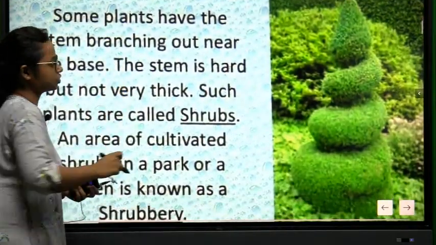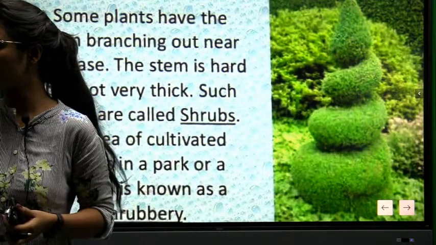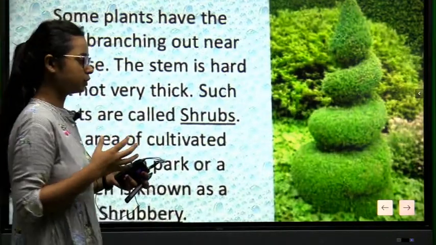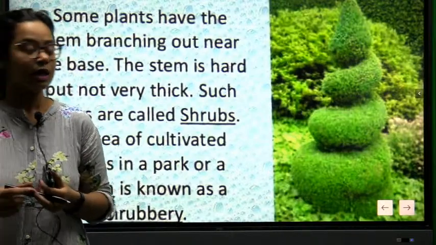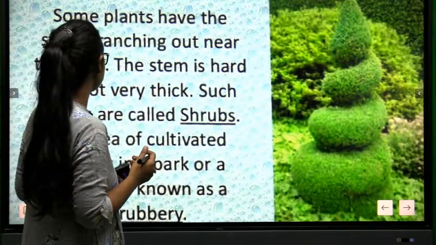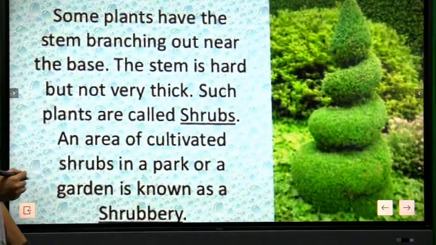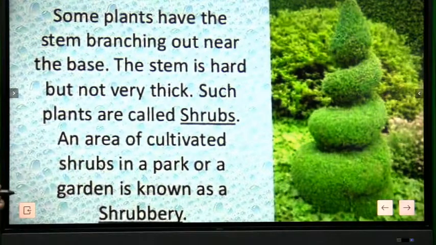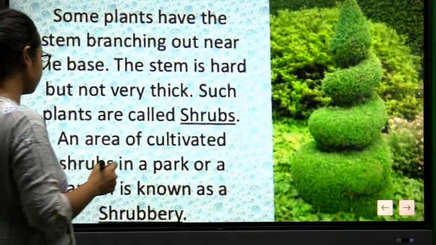shrubs. Now what are shrubs? When you go to a nearby park, you have seen there are kinds of shrubs there. Those are called shrubs. Now shrubs have a stem branching out near the base. The stem is hard but not very thick. Such plants are called shrubs. An area of cultivated shrub in a park or a garden is a shrubbery.